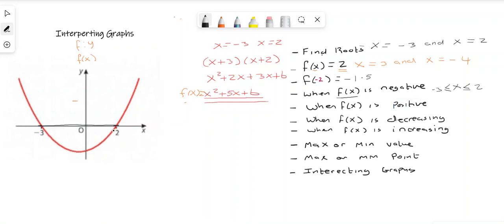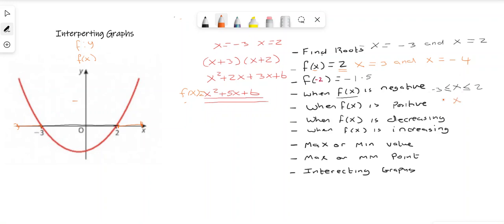So essentially it's going to be everywhere, so all of these values here. So all the values that are greater than plus 2, when x is plus 2, and all the values that are less than minus 3. Okay, so again, it's essentially this, but just the signs are reversed.